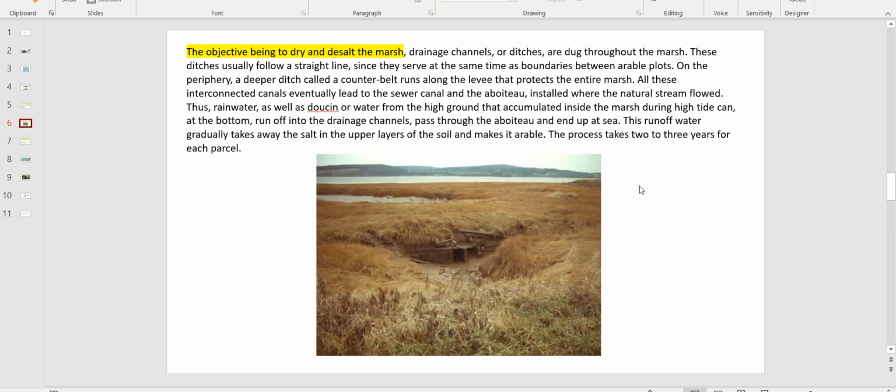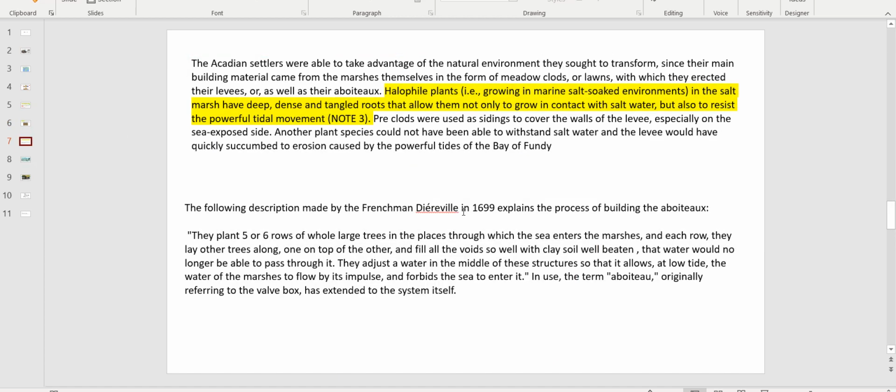So the objective initially of an abwato is to dry out and desalt a marsh. Okay, and I'm throwing a picture here. This is another abwato. It looks similar to Oak Island, right? I'll let you pause and read if you want to read all that text. So originally it's to dry out a swamp.